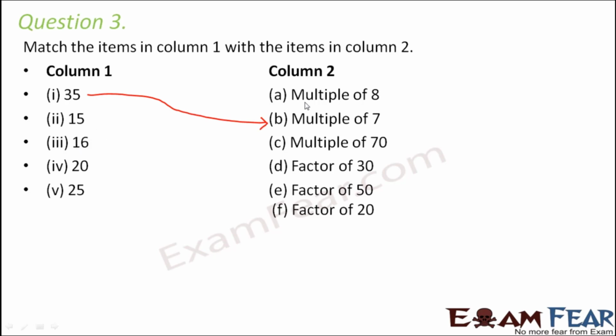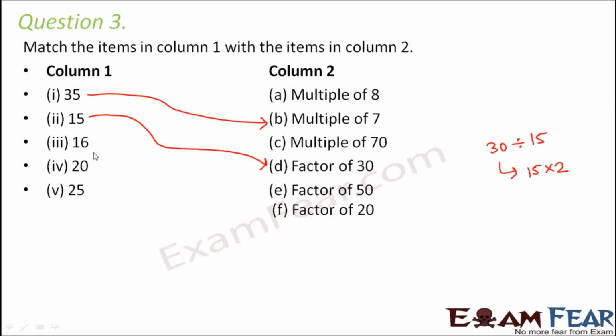15. Is 15 a multiple of 8? No. Multiple of 70? No, because multiples of any number will always be greater than or equal to the number. So a multiple of 70 has to be greater than or equal to 70. Factor of 30? Yes, that could be possible, because in order to be a factor of 30, 15 should exactly divide 30. So when you divide 30 by 15, what do you get? You can write 30 as 15 into 2. So it leaves remainder 0. Therefore 15 is a factor of 30.